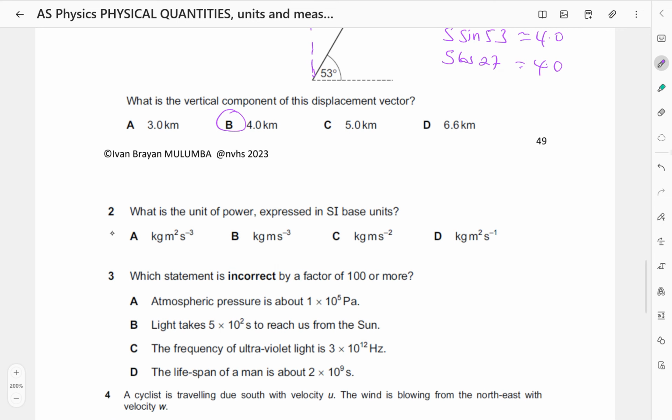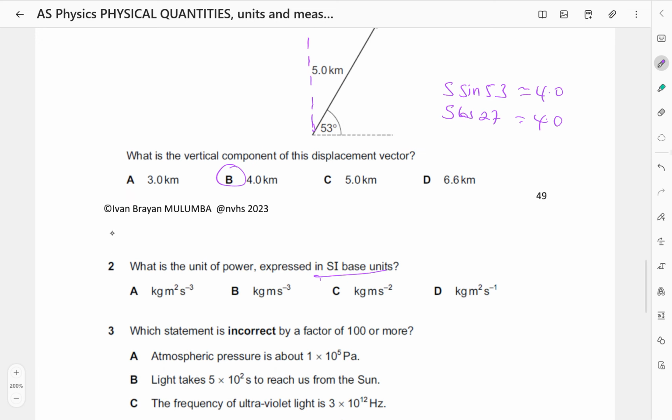What is the unit of power expressed in SI base units? If you're now an expert, there are some of the units that you don't need to think much about. Power is work done over time, which is force times distance over time. Force is kilogram meters per second squared, distance is in meters, time is in seconds. So you have kilogram meters squared, s power -2 divided by s, it becomes s power -3. So our answer is going to be kilogram meters squared per second cubed, so it is A.